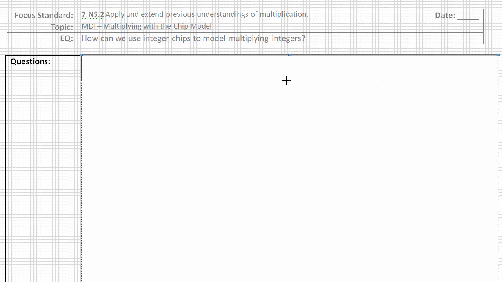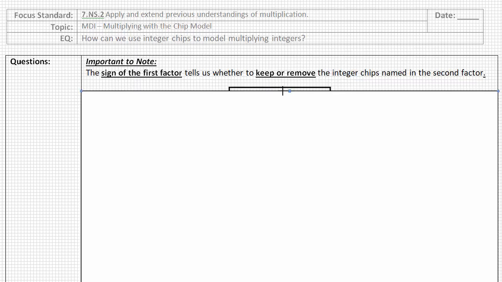So as we learn about multiplying integers, there is an important thing to note: the sign of the first factor tells us whether to keep or remove the integer chips named in the second factor. So we're going to do some examples today to look at exactly what this means.